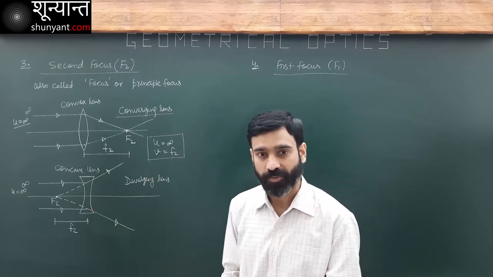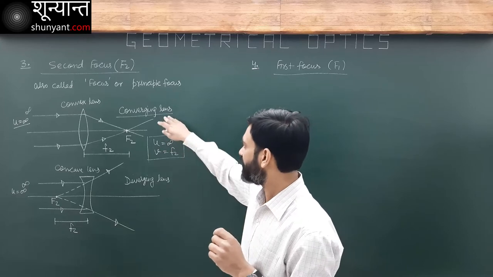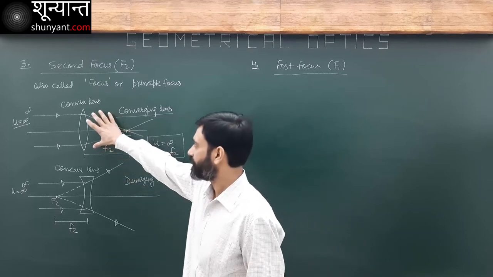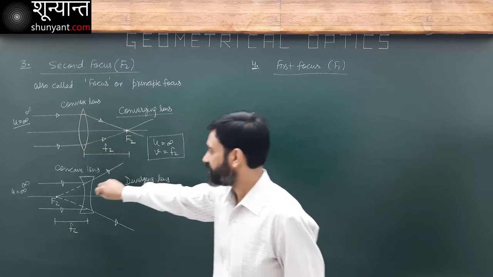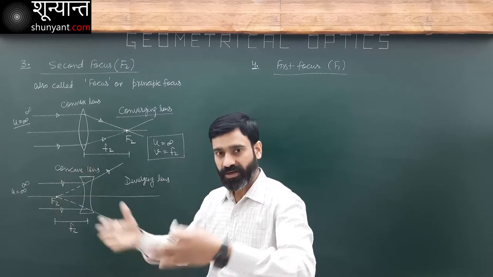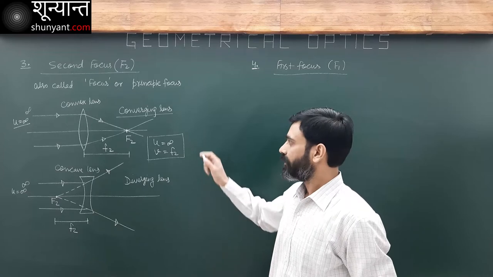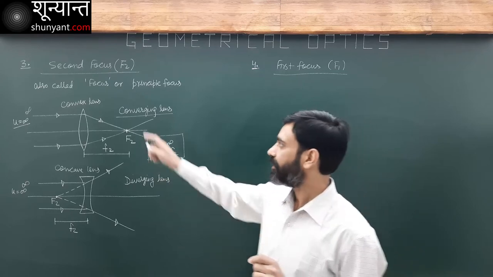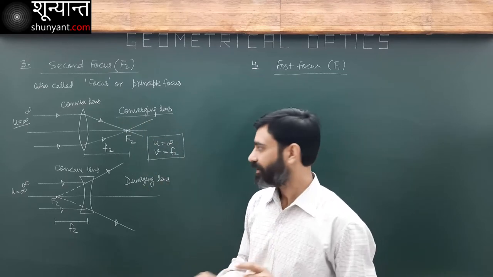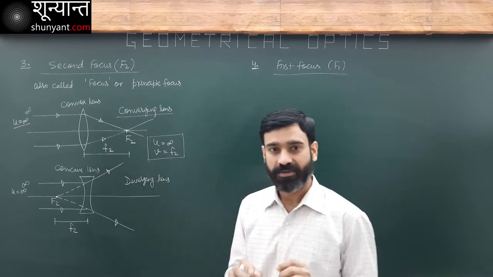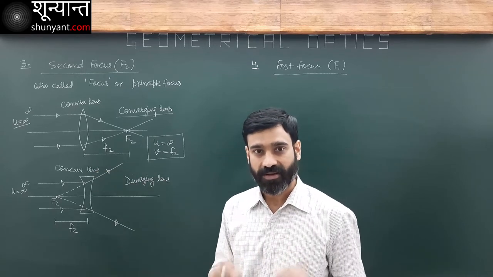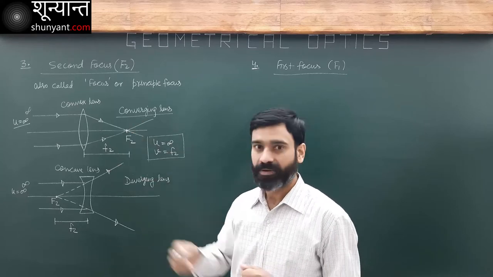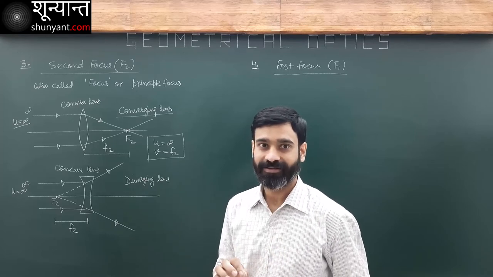It is because of their geometrical property. We call it converging and diverging because of their optical properties. Because this lens converges the light beam, and this lens diverges, it spreads the light. Note down this point: it is not necessary that a convex lens will always be converging and a concave lens will always be diverging. We are going to see examples where a convex lens becomes diverging and a concave lens becomes converging. Okay? You understand this?